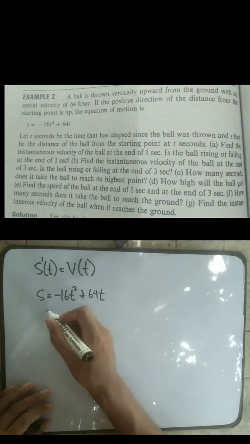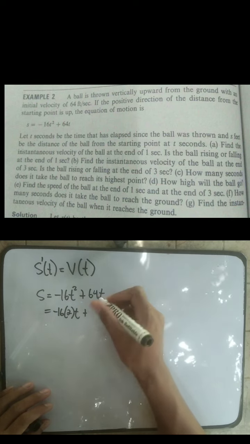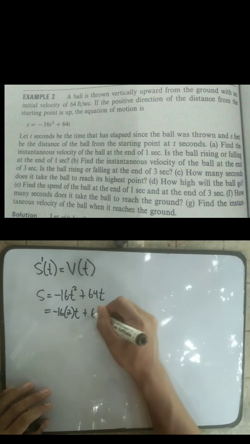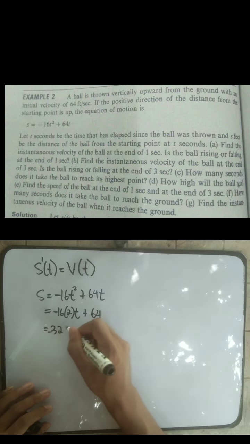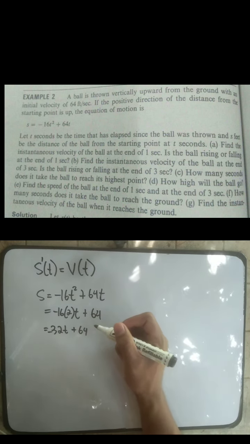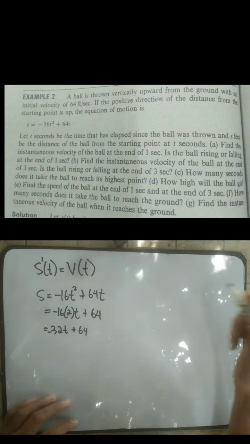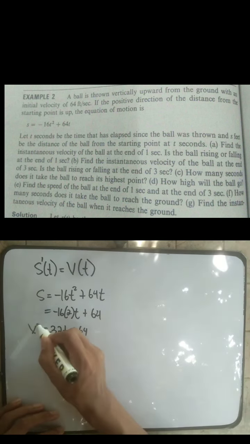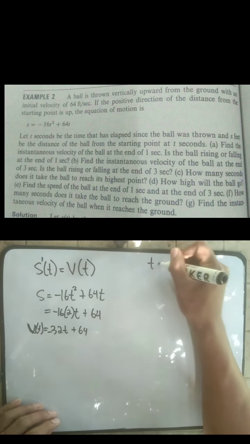To find the derivative, we simply use the power rule: negative 16 times 2t plus 64, since the derivative of 64t is 64. So the velocity is negative 32t plus 64. The first question is, find the instantaneous velocity of the ball at the end of 1 second. At the end of 1 second, time is equal to 1 second.